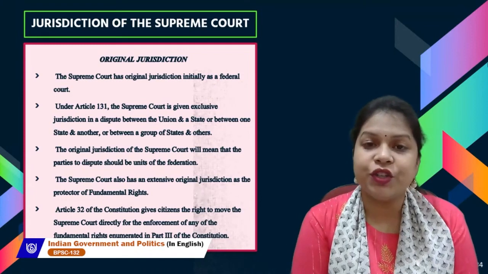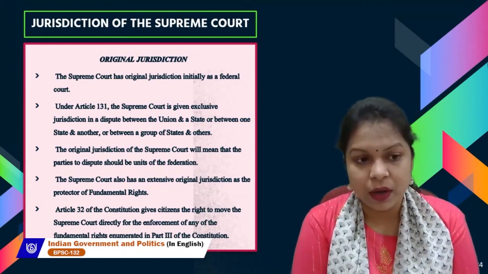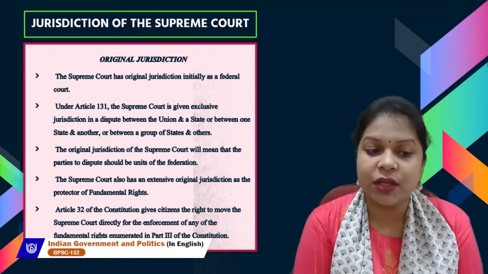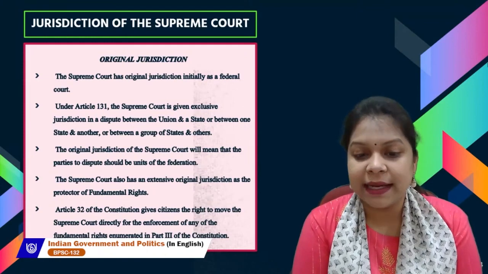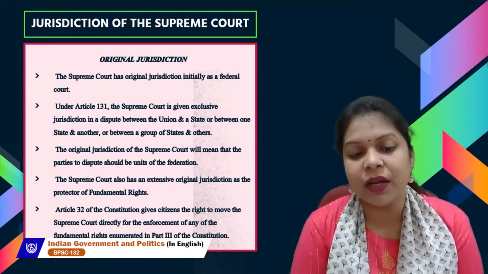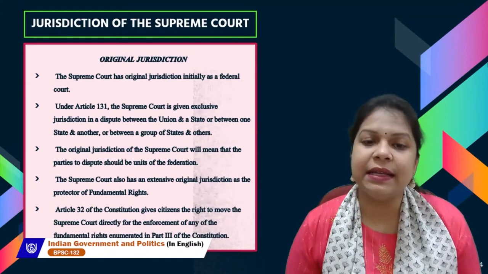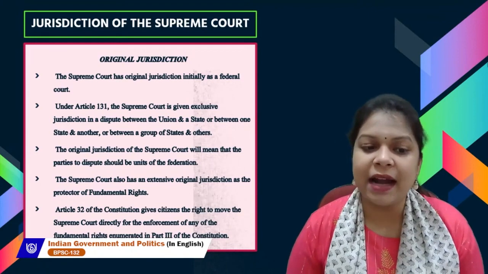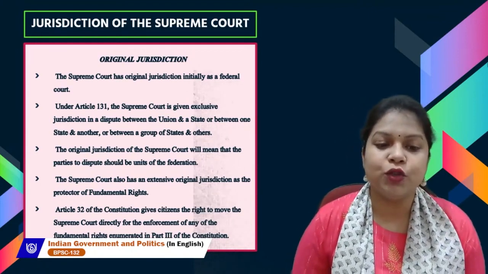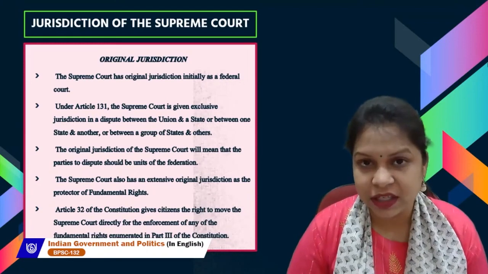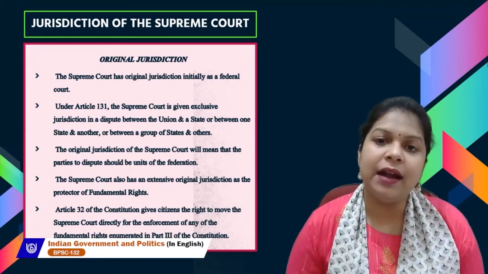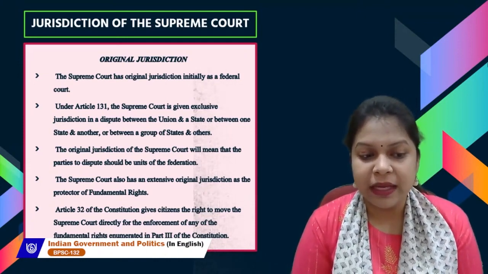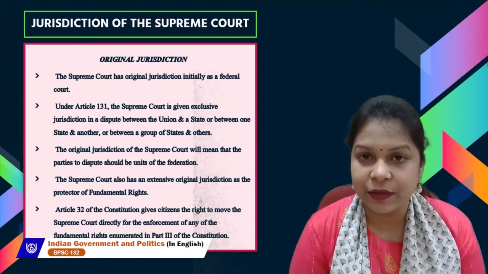Let's talk about the original jurisdiction. The Supreme Court has original jurisdiction initially as a federal court. Under Article 131, the Supreme Court is given exclusive jurisdiction in a dispute between the union and a state, or between one state and another, or between a group of states and others. So in case there is a dispute between the union and the state over some issues, or state versus state, it is the Supreme Court which is given the exclusive jurisdiction by our Constitution under Article 131. The original jurisdiction of the Supreme Court means that the parties to the dispute should be units of the federation.